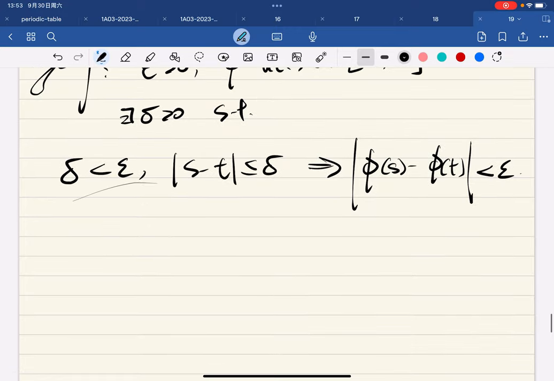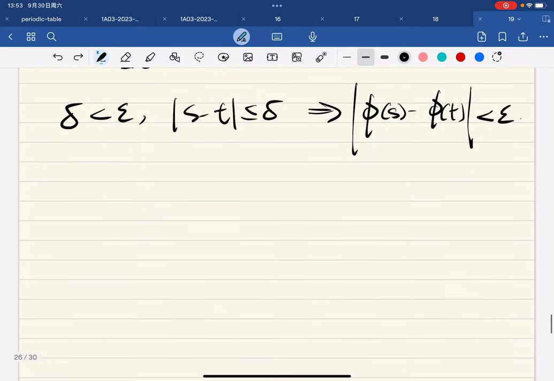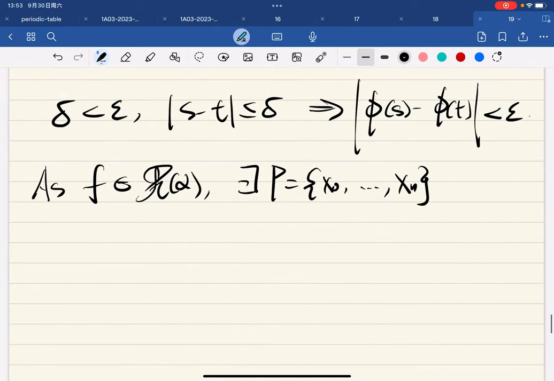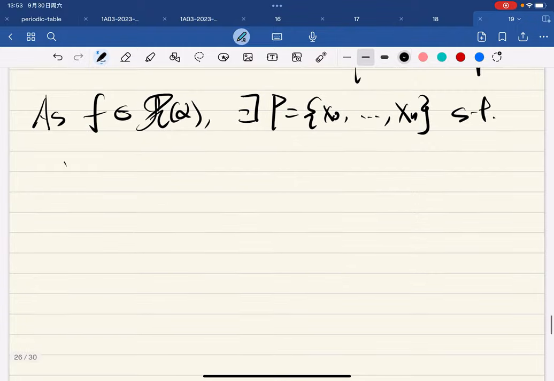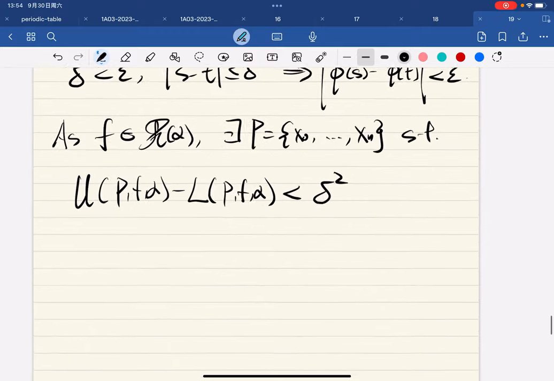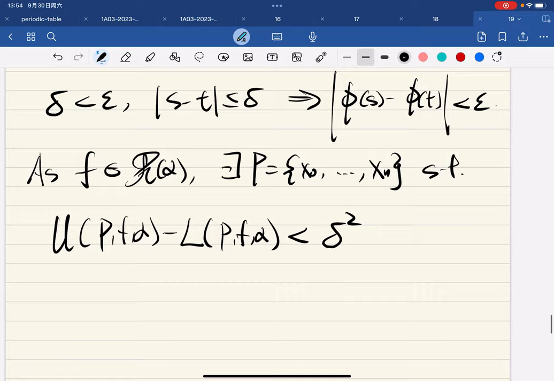Right, we can do this. You agree, right? We can do this. So, as the integral exists for f, we have that there exists a partition such that this gets arbitrarily small, right? This of course gets arbitrarily small.